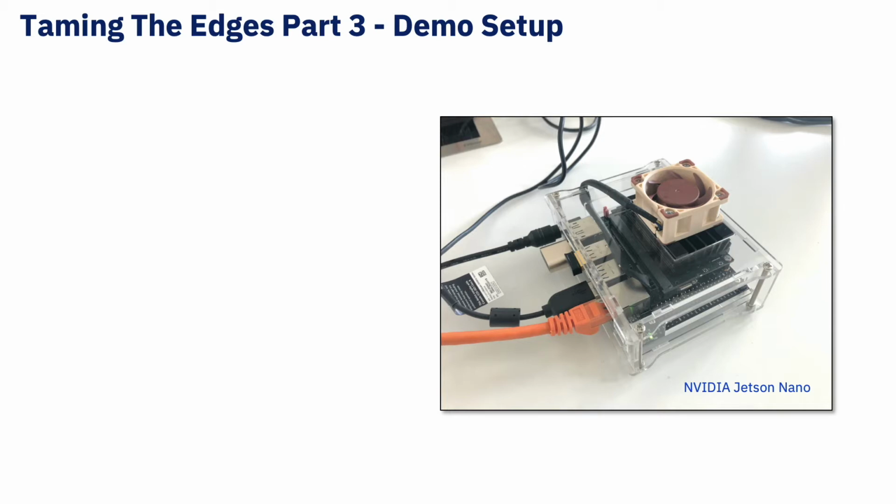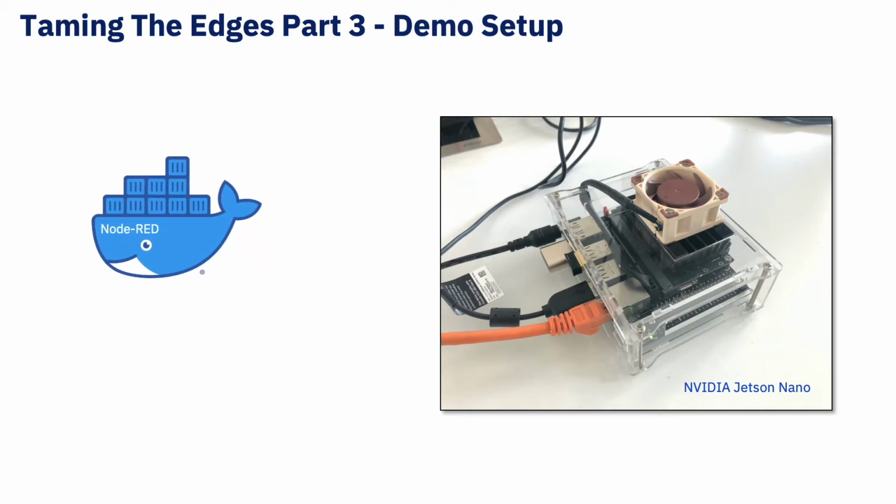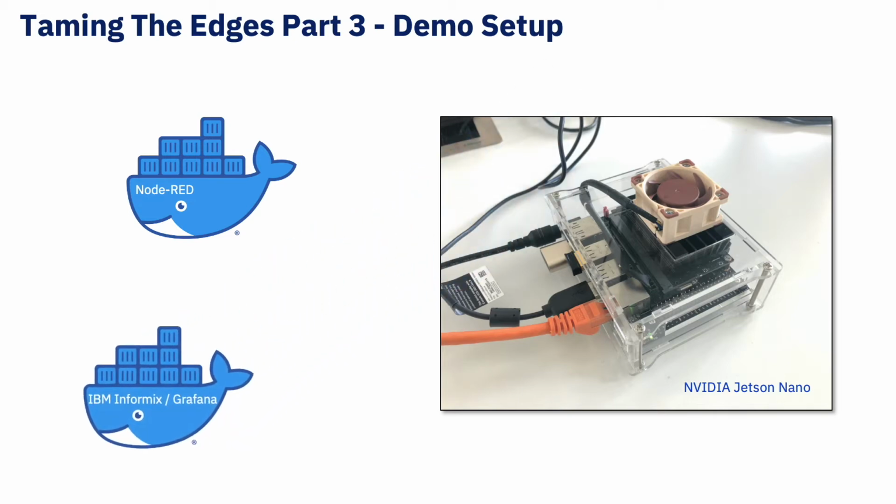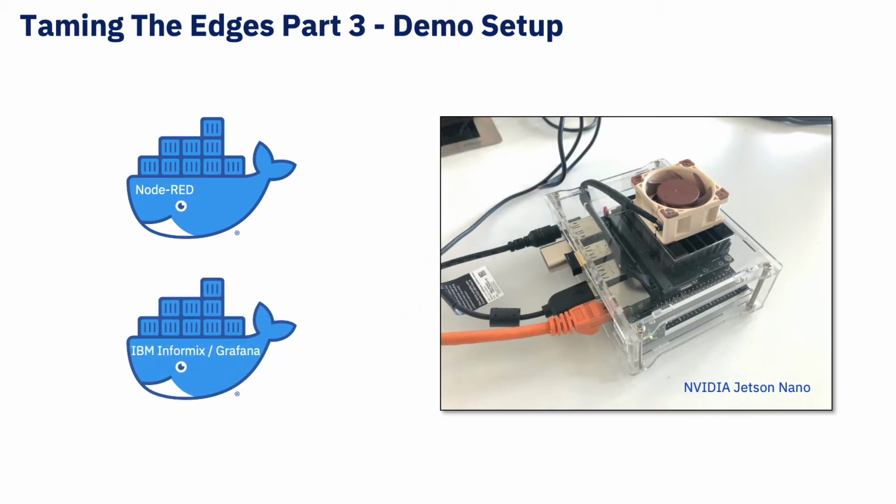And I'm going to use two existing Docker containers. One is a Node-RED Docker container. It's more or less based on a base container, slightly customized with a custom Node-RED flow. And the second container is my own created Docker container, which contains the IBM Informix Edge IoT database and the Grafana visualization component, together with my own developed Grafana adapter for Informix.